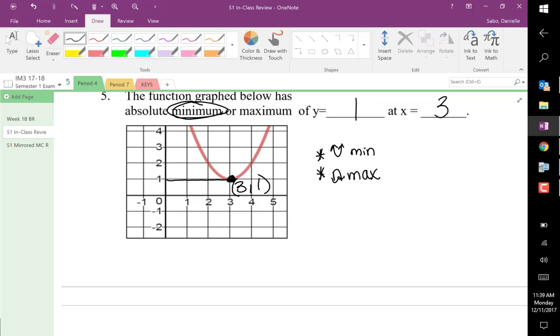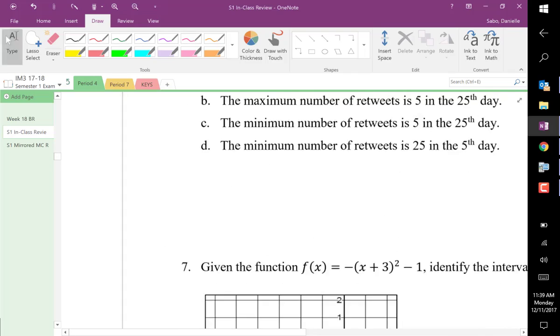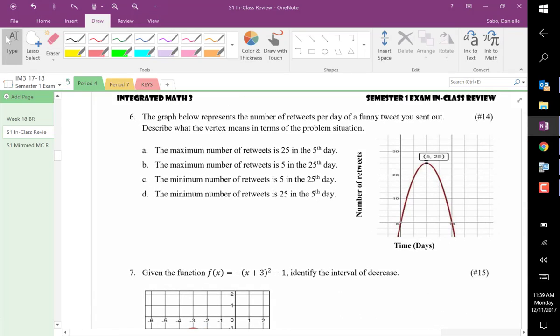Okay? We're almost done. We got one more page for this chapter, and then you guys have time.